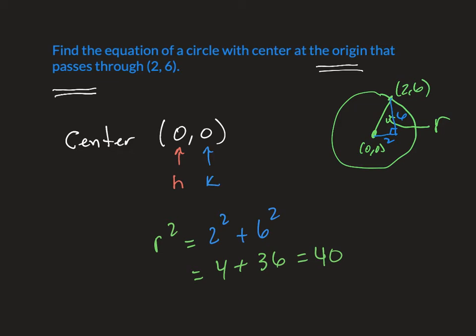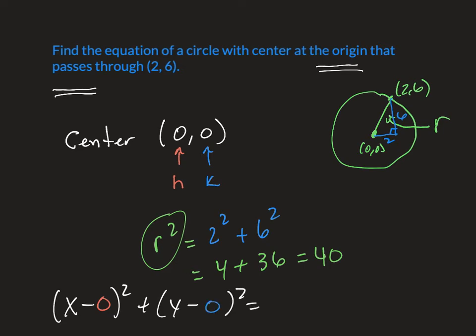If we were doing the distance formula, it would be the square root of (2 minus 0) squared plus (6 minus 0) squared. But our formula doesn't need r, it really needs r squared. So sometimes it's quicker to just solve for r squared. And then what we do is we write out the formula for the circle. So (x minus 0) squared, h was 0, plus (y minus 0) squared, k was 0, equals r squared, which was 40.